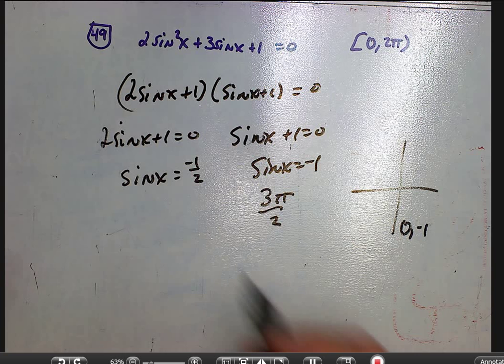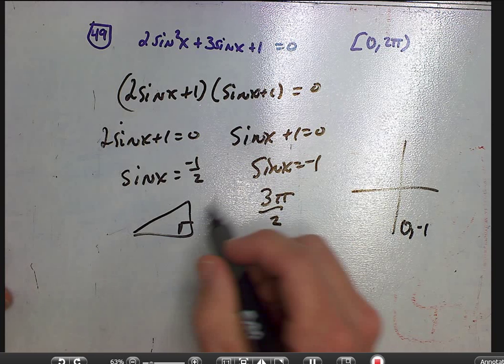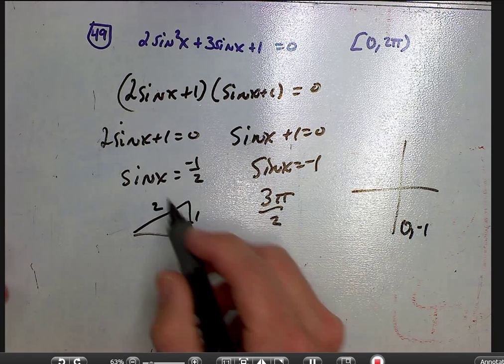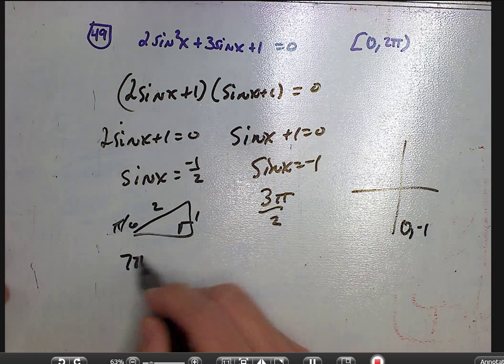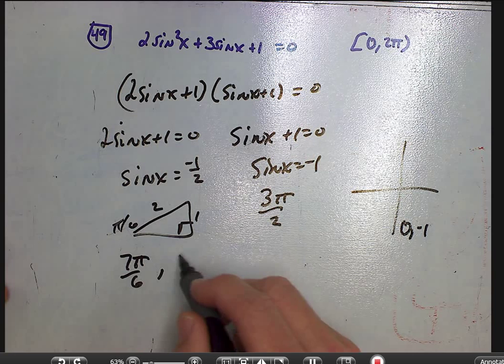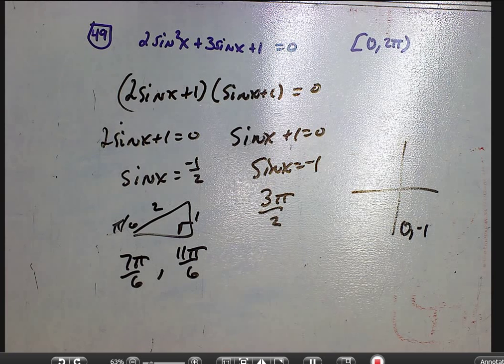Sine of x negative 1/2. Opposite 1, hypotenuse 2, so that's a pi over 6 angle. Quadrant 3 is 7 pi over 6. Quadrant 4 is 11 pi over 6. And so there are my three answers for that one.